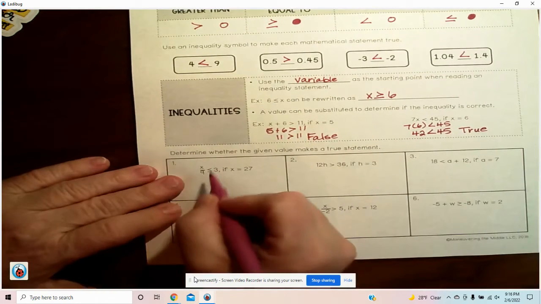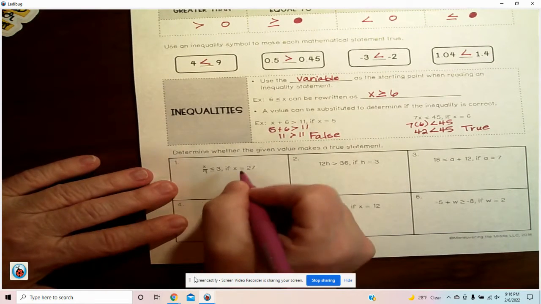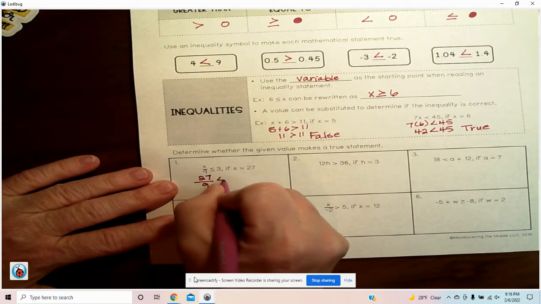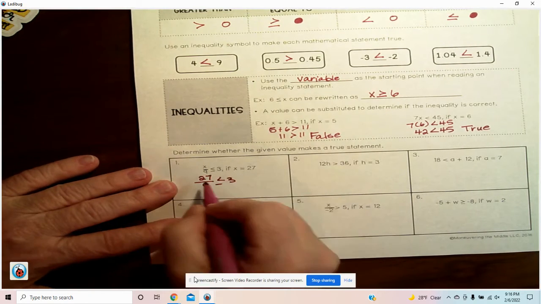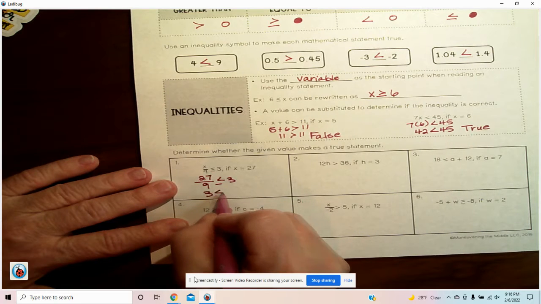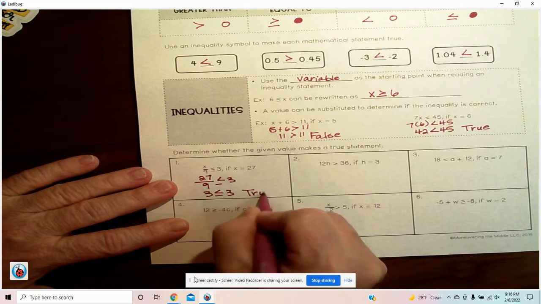1, x over 9 is less than or equal to 3 if x is equal to 27. So I'm going to put 27 where x is at, and then divide it by 9 is less than or equal to 3. 27 divided by 9 is 3. 3 is less than or equal to 3. That statement is true.